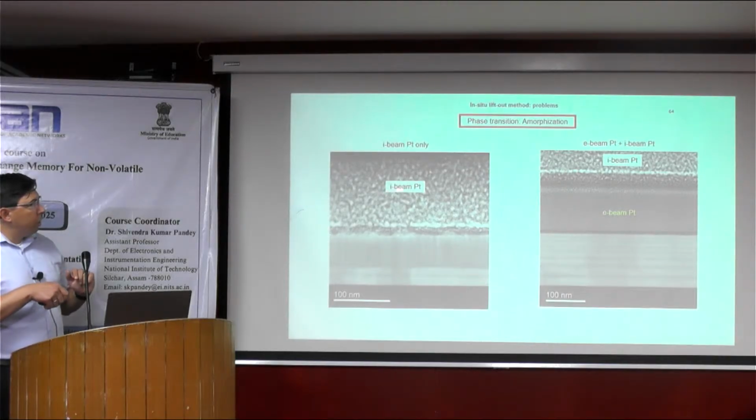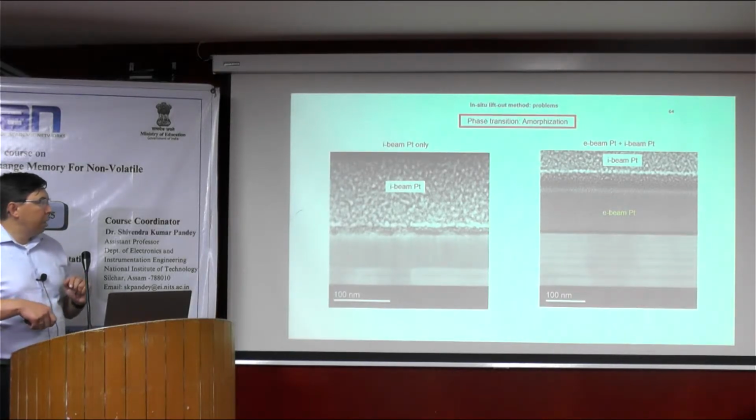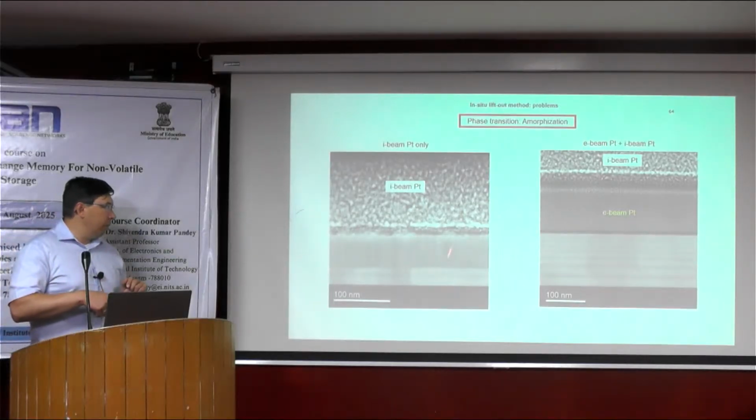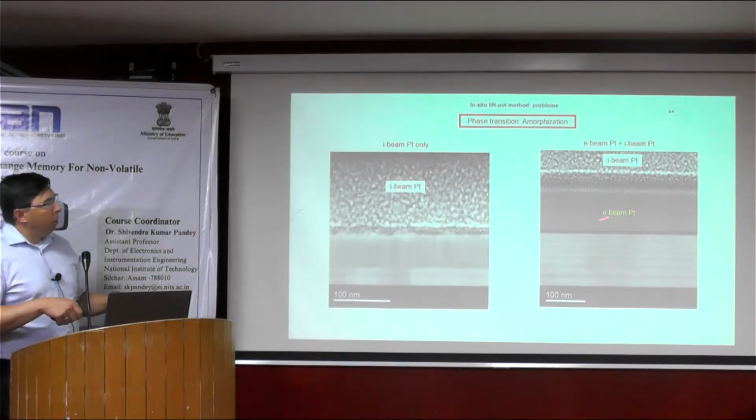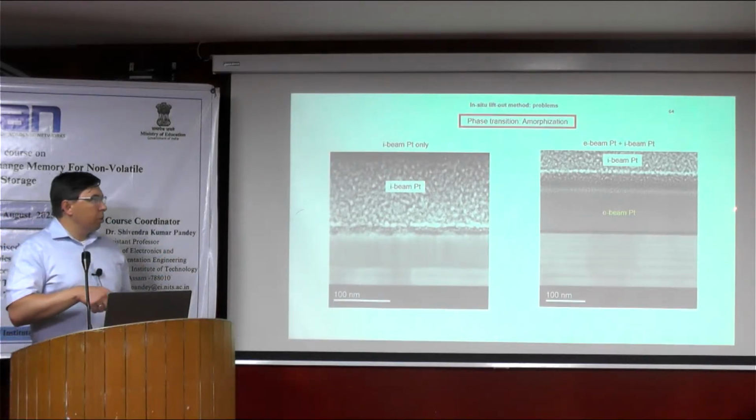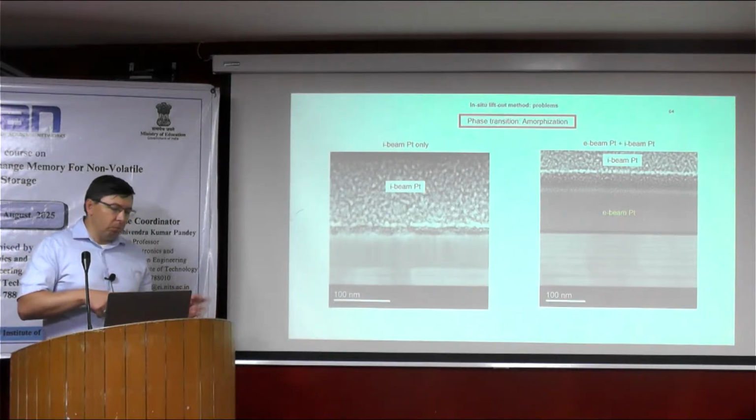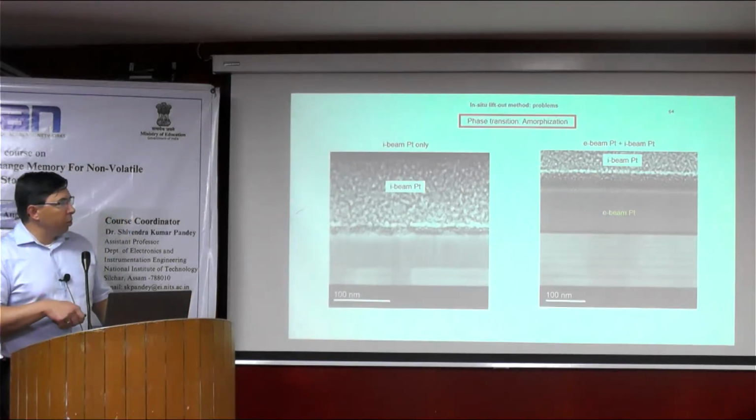So if you deposit ion beam platinum, it can go directly into the surface of your phase change materials, and it can amorphize it. So as it was in this case, we were hurrying the preparation, and we thought, okay, we can skip this step, because it also takes several minutes, like 10, 15 minutes, depending on your system.